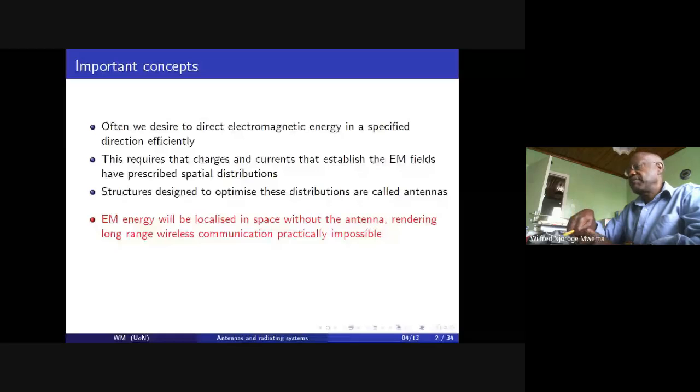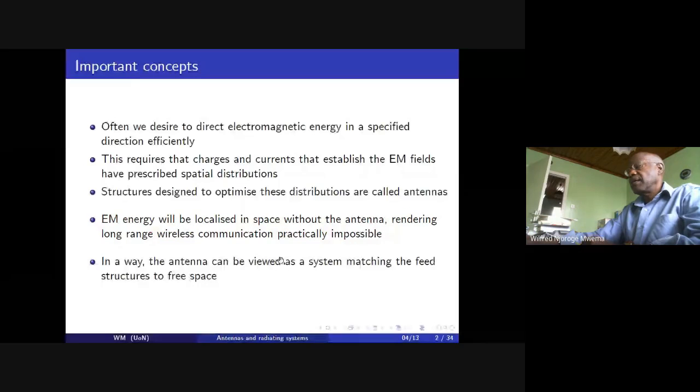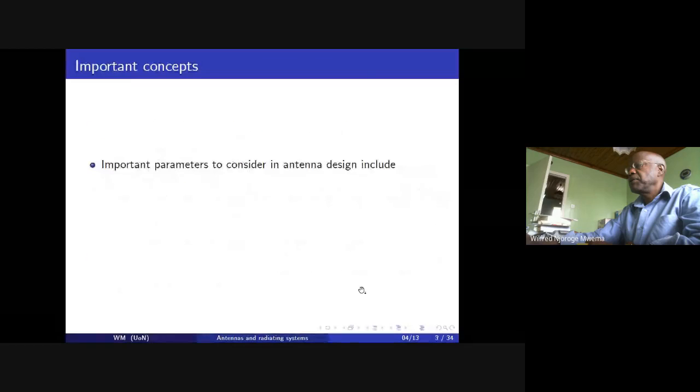So in a way, the antenna can be viewed as a system matching the feed structures to free space. By feed structures, we are saying the transmission lines that are getting the signal from the signal generators to the antenna system, and the antenna system is therefore sitting between the system generating the signal and the feeding, as well as the medium into which the waves are to be launched.